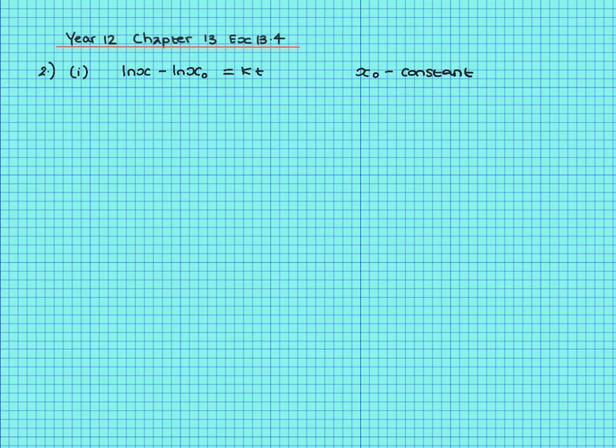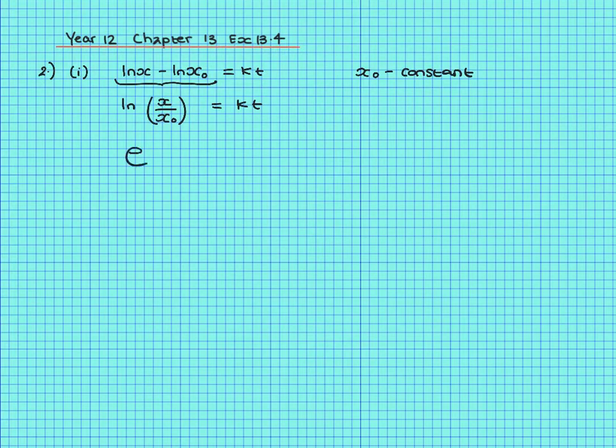So first thing we can do, and there are different ways of going about this, but this is an efficient way of doing it, is to apply our rules of logarithms here. So ln x subtract ln x0, that's ln of x over x0, and that is equal to kt. We now need to try and isolate x, which means we want to get rid of the ln on the left-hand side. So I'm going to take e to the power of both sides.